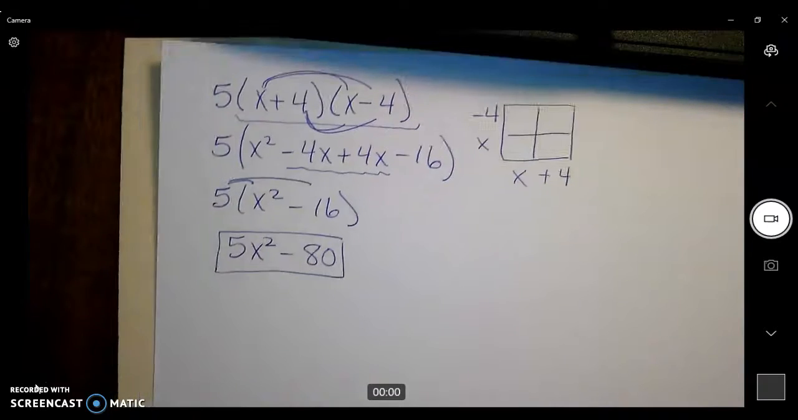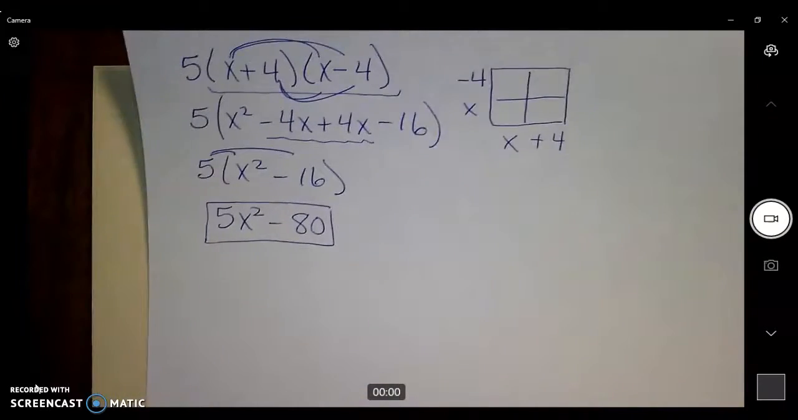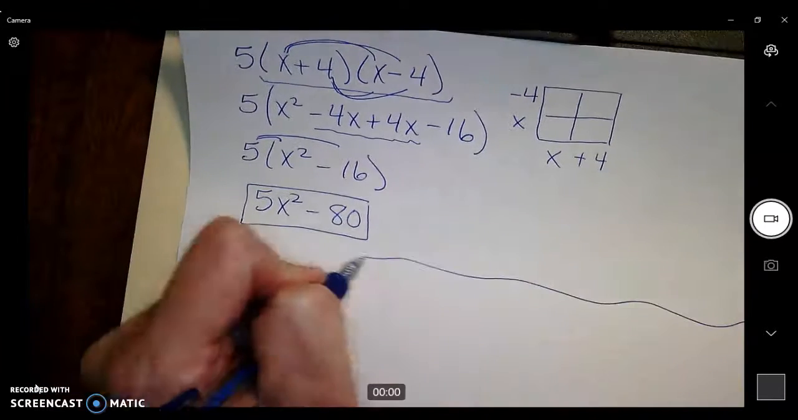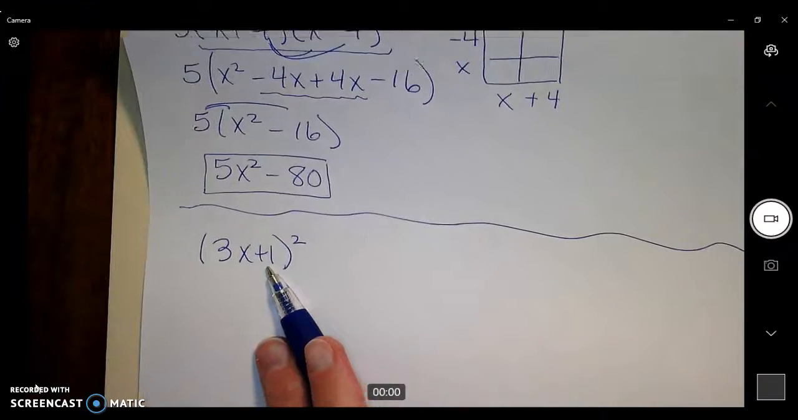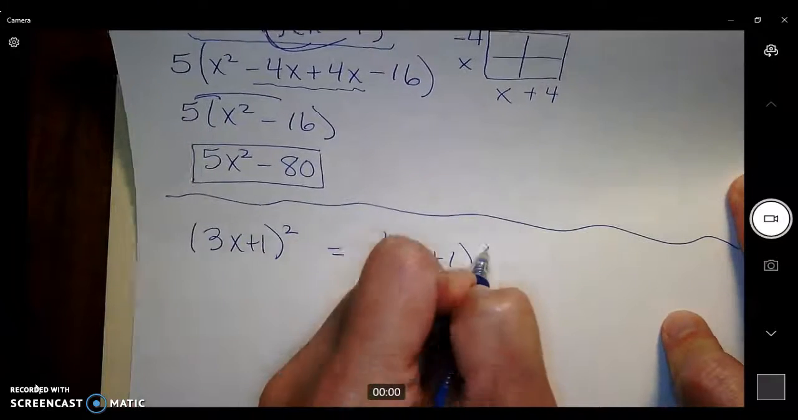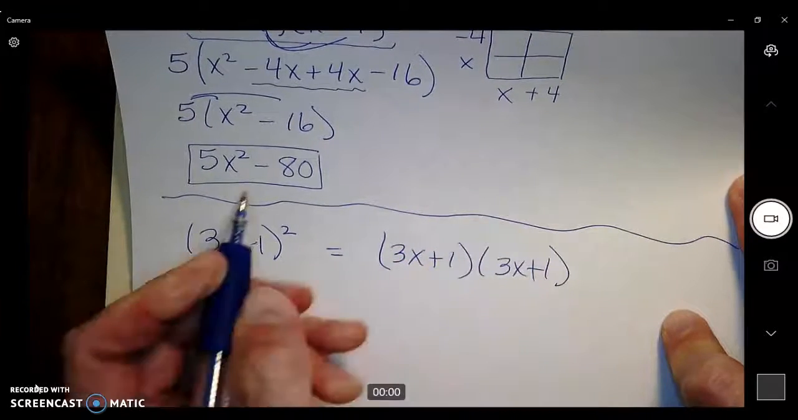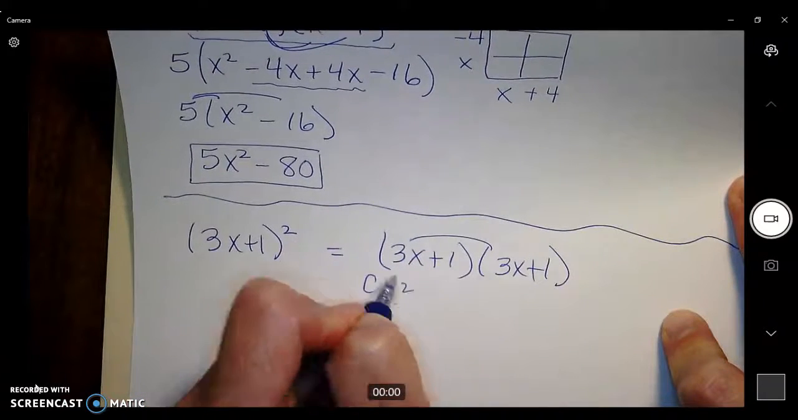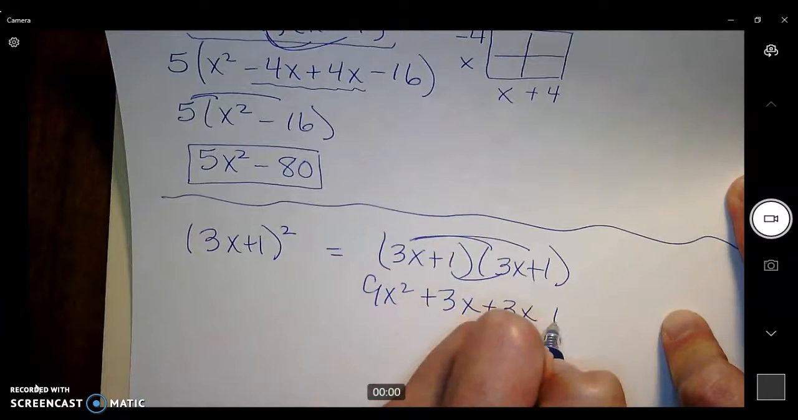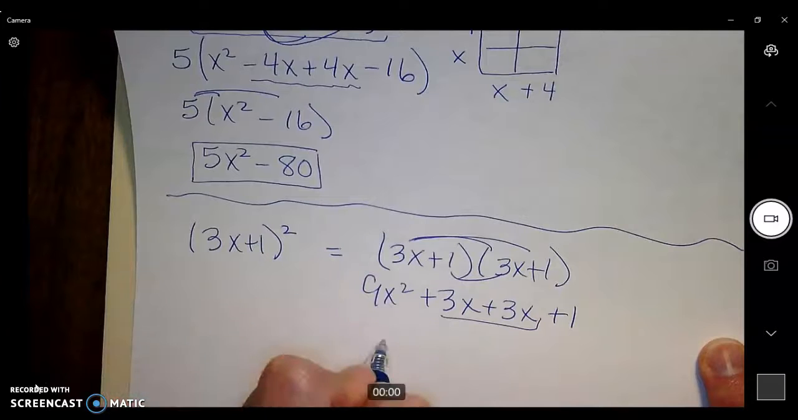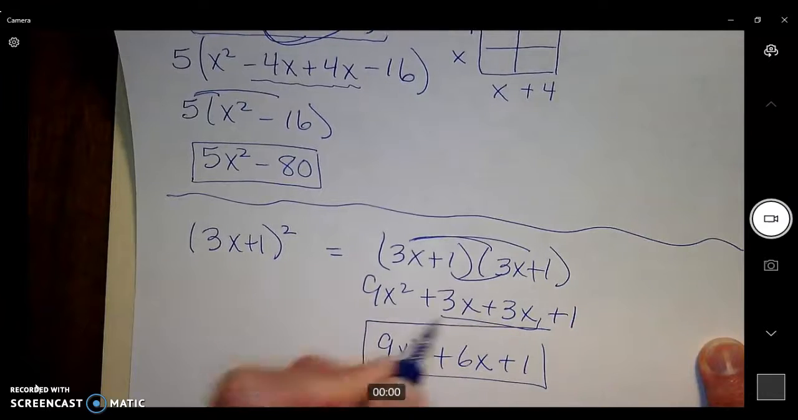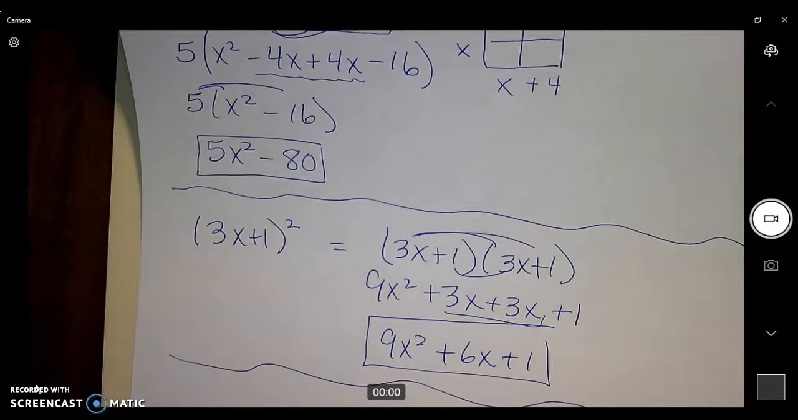That's that problem. The next one we are going to do is (3x plus 1) squared. Recall that the squared means that I have two of these. So if I write it out, (3x plus 1) times (3x plus 1). Again, FOIL: 9x squared plus 3x plus 3x plus 1. Combine like terms, we end up with 9x squared plus 6x plus 1. That's it for the multiplying portion.